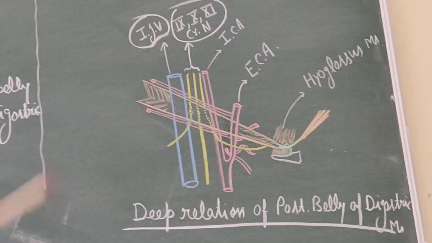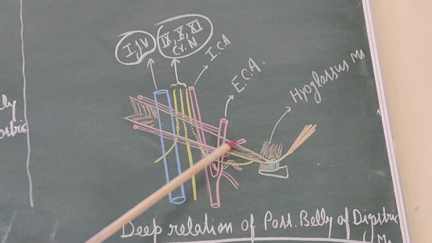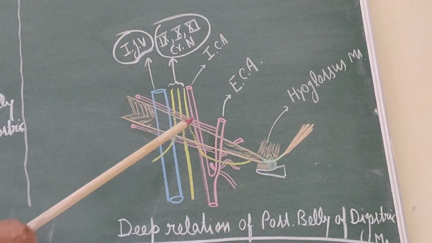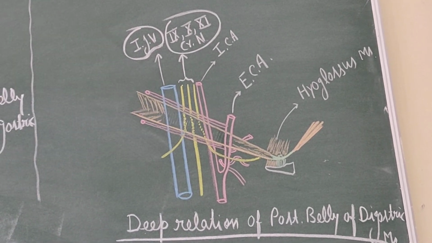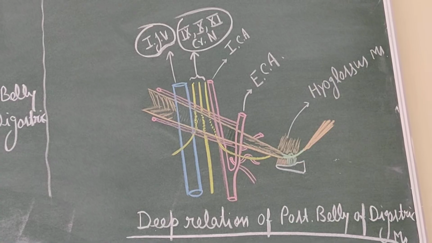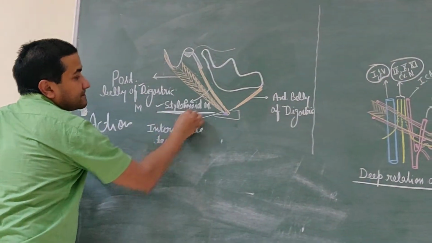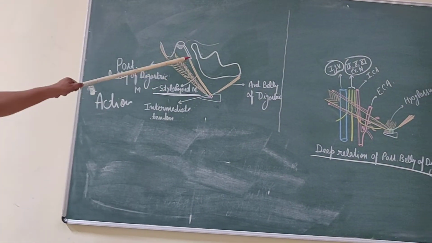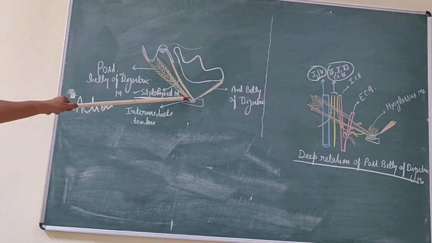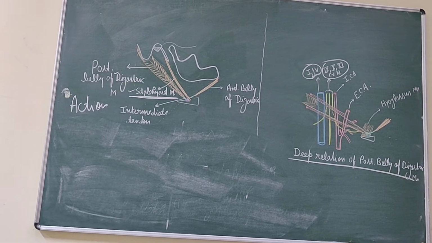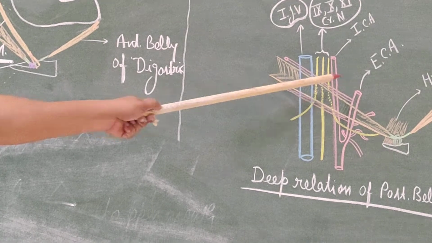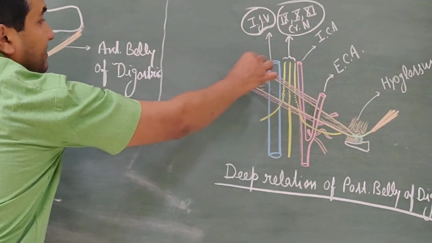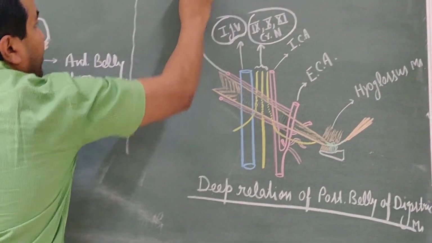Now, if you see this digastric muscle, it has an upper border and a lower border. The upper border is followed by the styloid muscles. Styloid muscles follow the upper border of this posterior belly of the digastric, and the upper border is also followed by a branch of the external carotid artery. This is the posterior auricular artery.